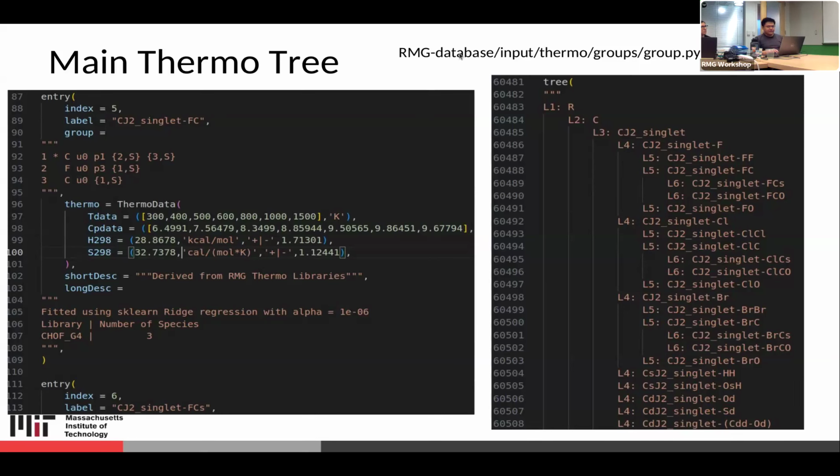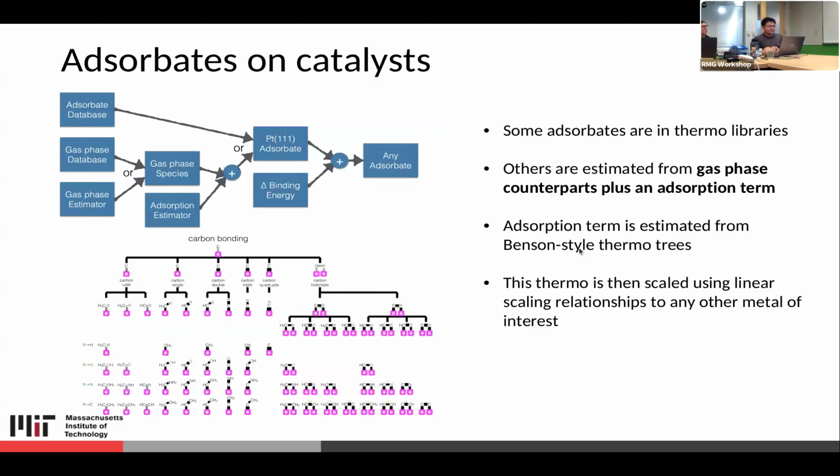So this thermo tree is in RMG database input thermo groups group.py, and it has many lines of these sorts of things. You can see here, the line numbers go into 60,000, so it's quite big. But that's mainly how we do thermo groups for gas phase species.